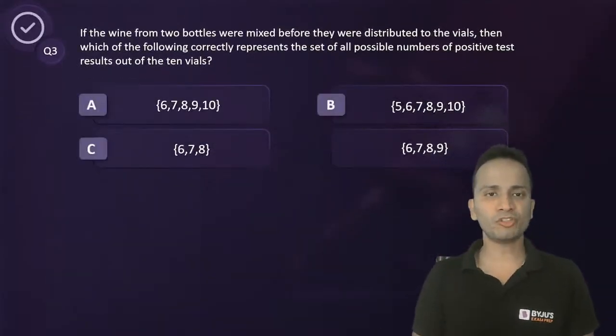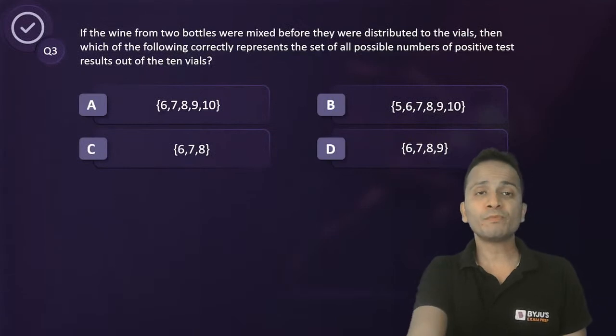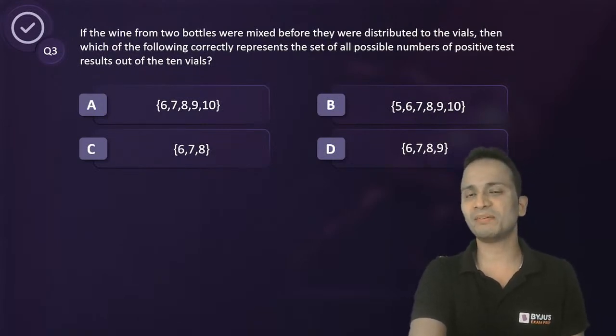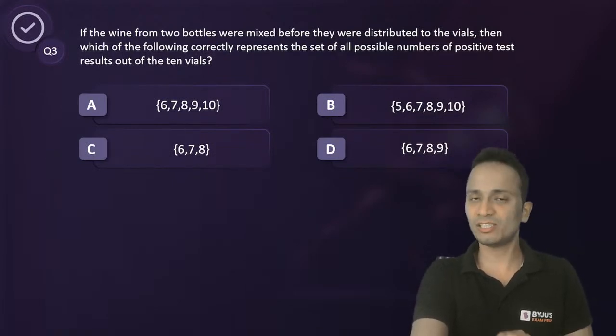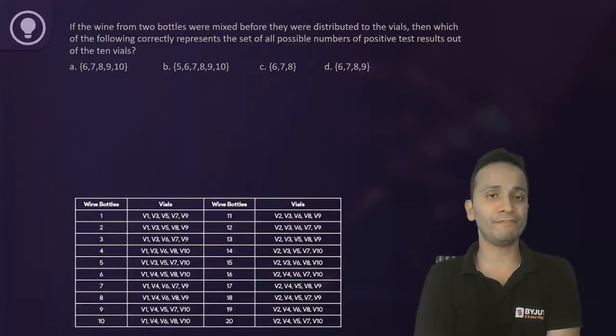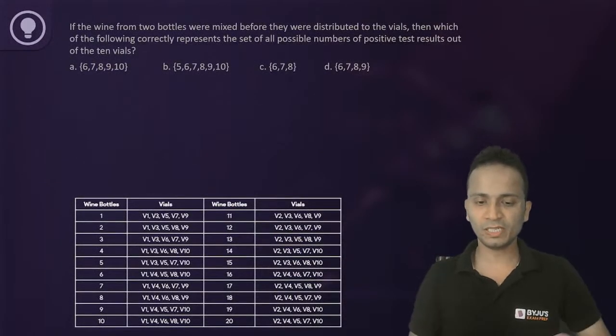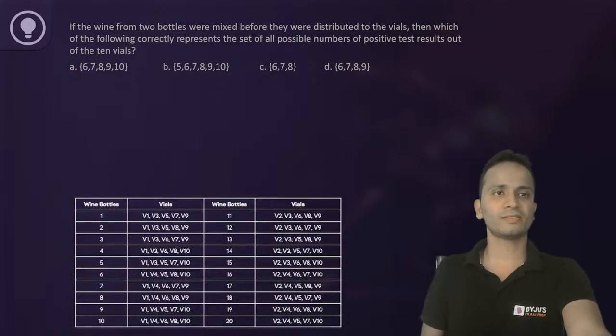Moving ahead, question number 3 on your screen. If the wine from 2 bottles were mixed before they were distributed to the vials, then which of the following correctly represents the set of all possible numbers of positive test results out of the 10 vials? Now this is actually a difficult one, so please consider this properly.